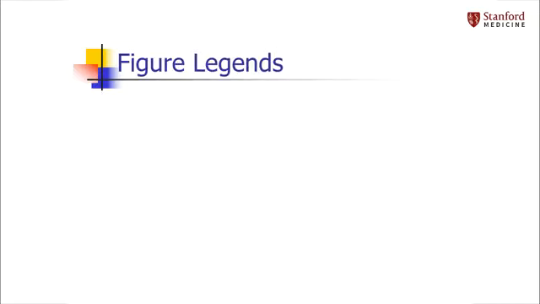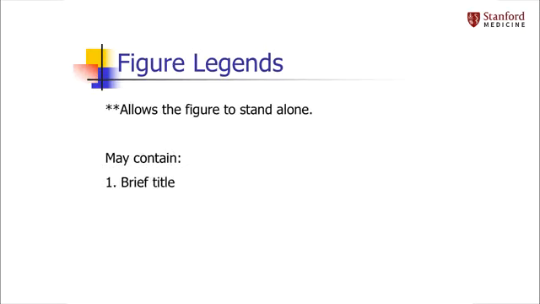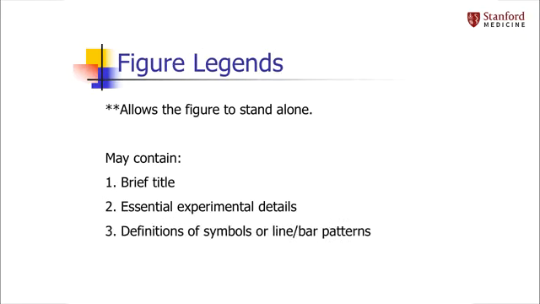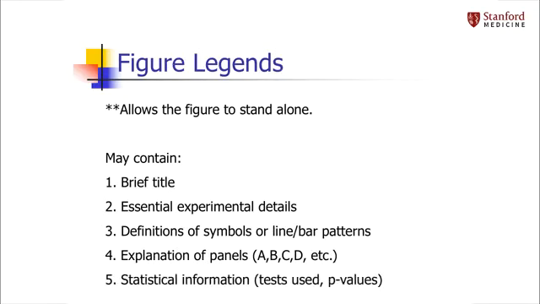Of course, all your figures will have a legend. You need the legend so that the figure can stand alone. It should have a brief, informative title that conveys the main point of the figure. It should contain essential experimental details so that the reader doesn't have to go back and read the main text. You'll also have a legend to define symbols, lines, or patterns, or to explain what's in different panels, if you have an A, B, C, D, and E panel. You're also going to need to give statistical details, such as what tests were used and where the p-values came from.